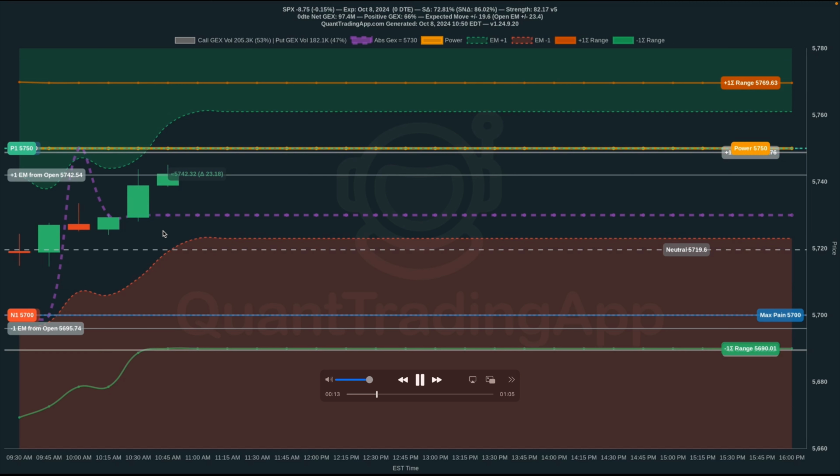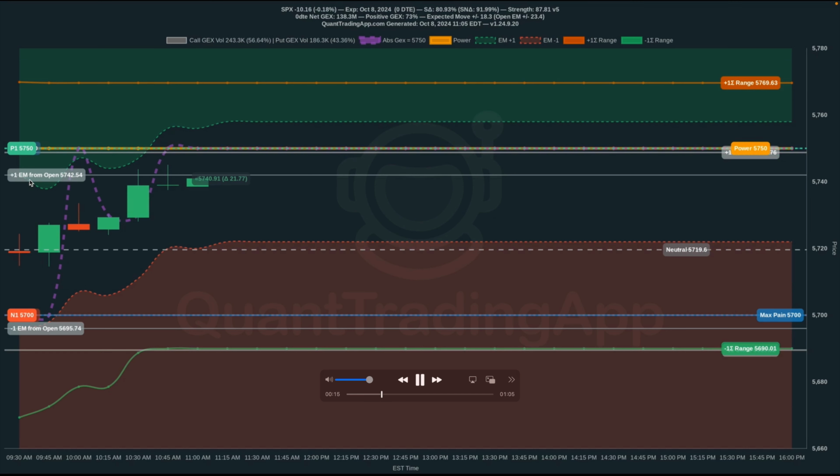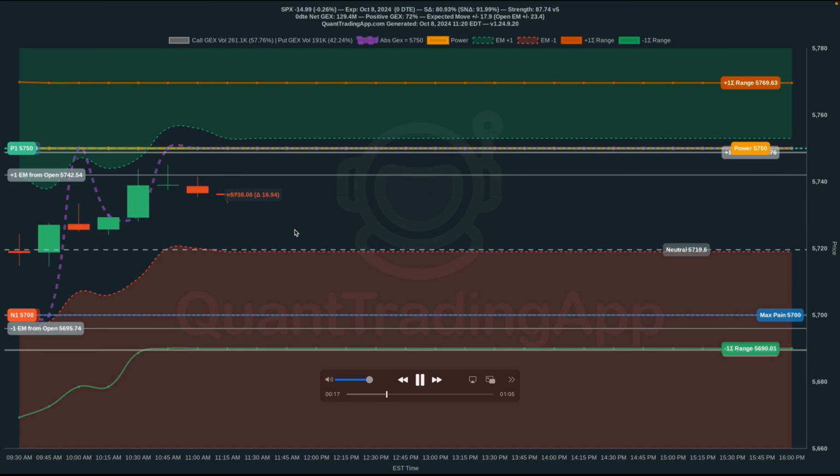So now market continues up. We hit the expected move from the open and it struggles a bit here. This is to be expected, but look what happened to the absolute gamma strike. It has now jumped up to the power strike and they are in confluence with each other. Let's let this play out.